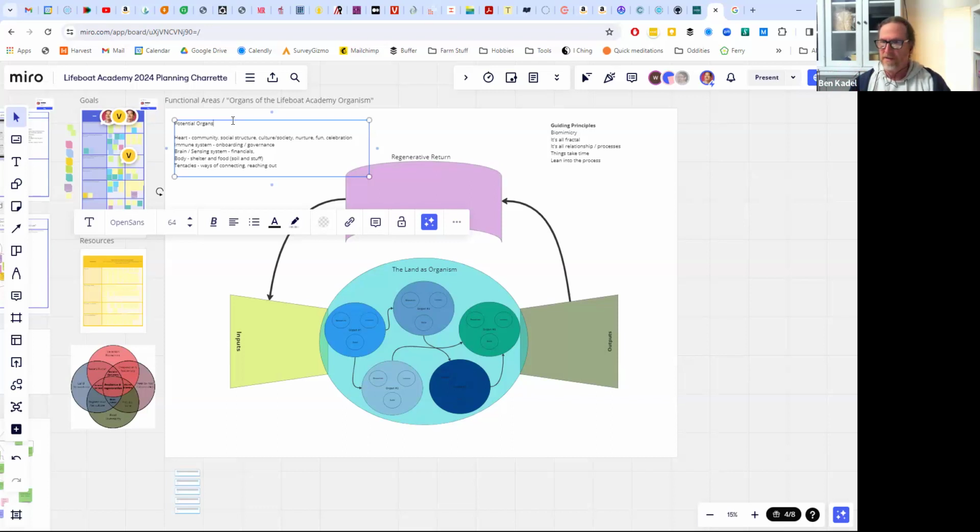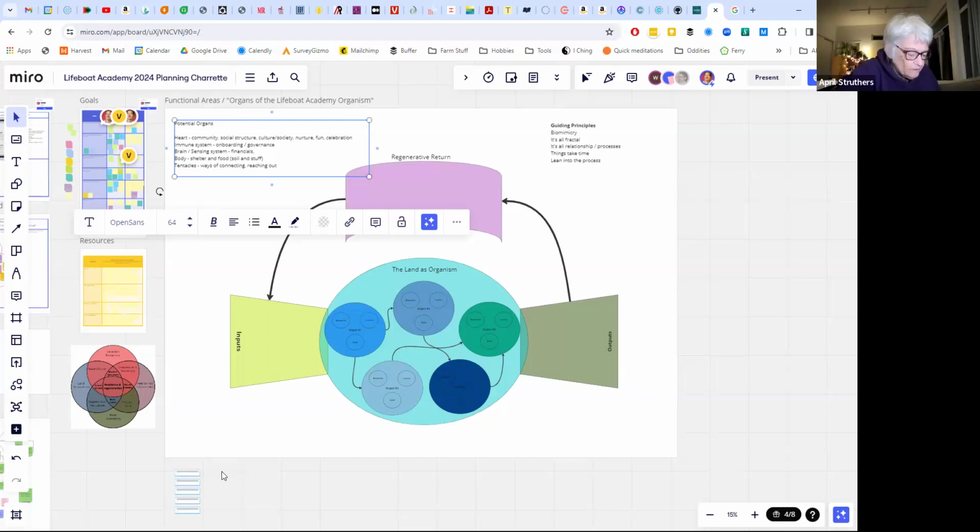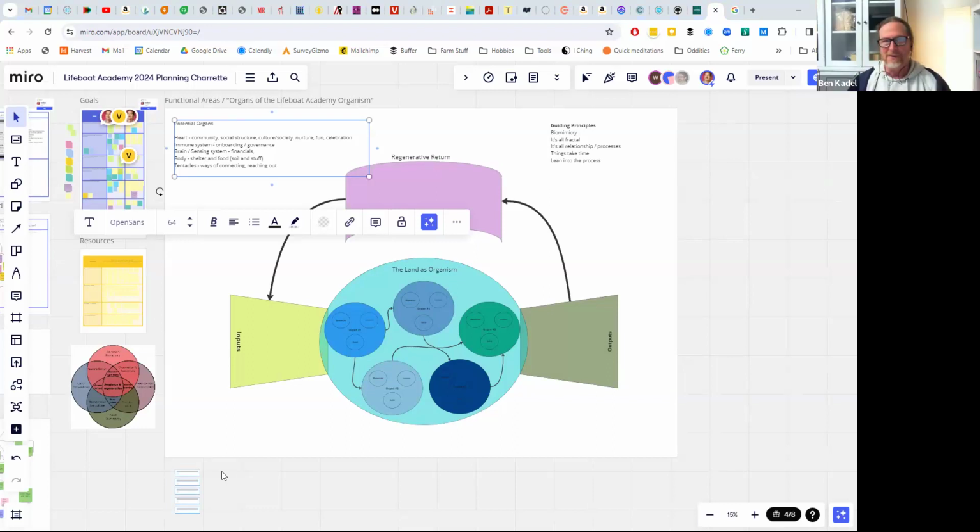Do you remember, Roland? We had the farm broken up into a lot, right? Ambassadors. And then there was a fifth ring, wasn't there, that hung off the side that was Lifeboat Academy? That's always been one of those.